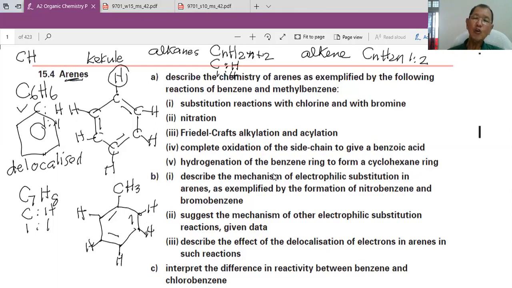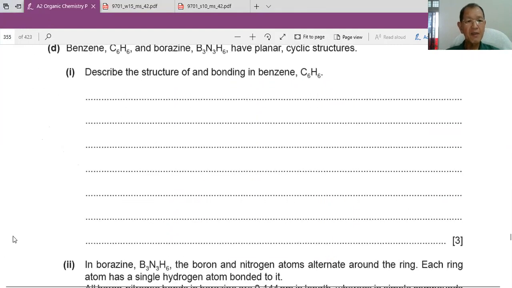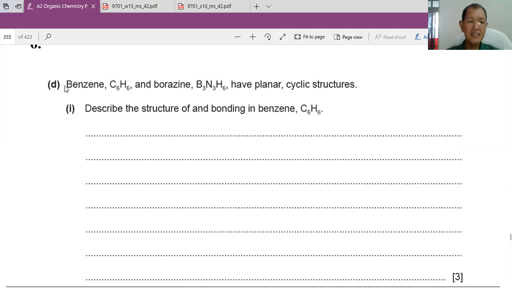Okay. Now today, I just want to show you, they ask you not only on the reactions of benzene, but also the structure of benzene. Okay. I'm going to show you now the question. Question, page 355. Okay. Now here's a question. You can see here, so now this is the benzene, C6H6, and borazine. Okay, now these two have something in common. They tell you here, because we don't learn this one. Okay, we don't learn the borazine, but it has something in common.